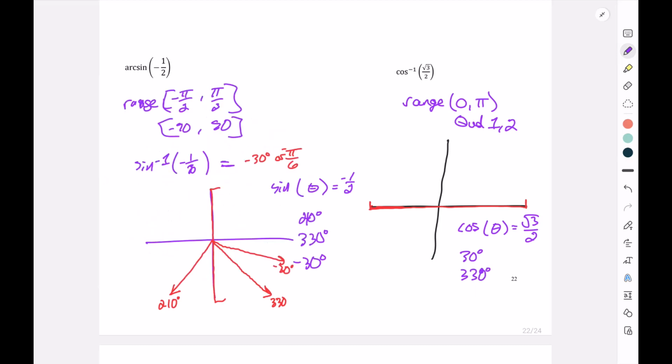So we know that if we go to draw it out, 330 degrees would lie in quadrant 4, and 30 degrees would lie in quadrant 1. And so since it needs to be within the range of 0 and pi, our answer would be 30 degrees. So cosine inverse of square root 3 over 2 would equal 30 degrees.